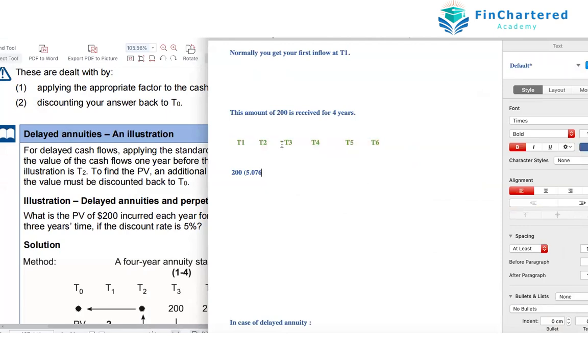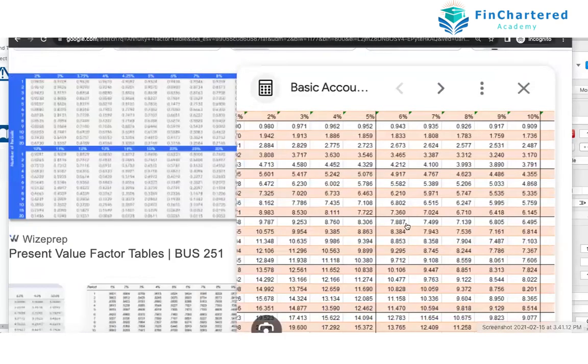But in that, the first 2 years, because you don't get any money and you don't receive 5.076, the first 2 years' annuity factor you will deduct. So the first 2 years' annuity factor is 1.859, right? So you deduct that first 2 years' annuity factor, 1.859.